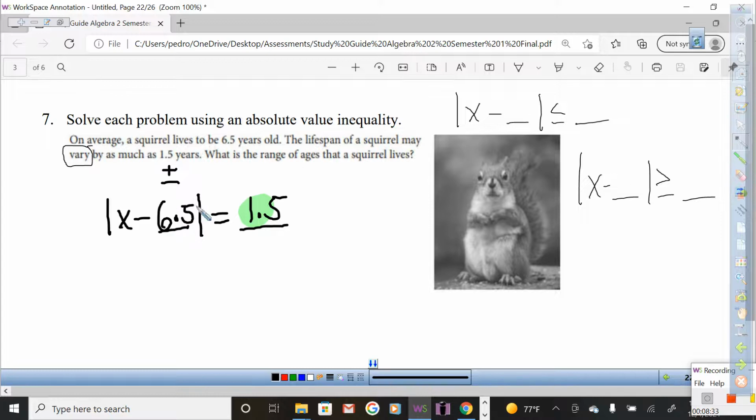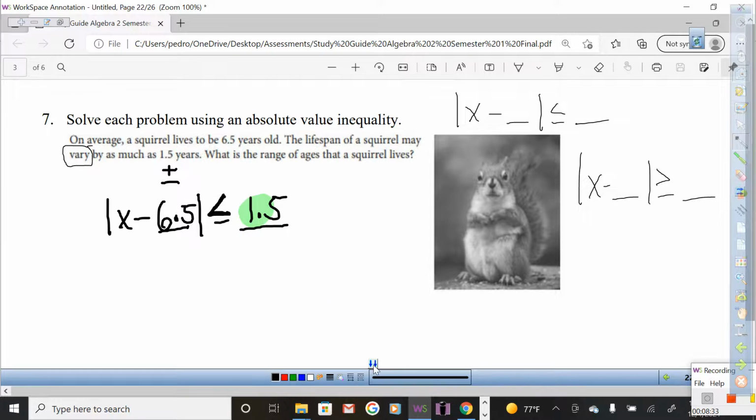6.5, yes. And notice right now I wrote it as an equation so far because that's what we know what to do. But let's find out which direction we're going to do the inequality symbol. It says, on average, a squirrel lives to be 6.5 years old. That's the average. Could it be more than that? Yes, by 1.5. However, could it be more than that? No, that means it has to be less than. Less than.